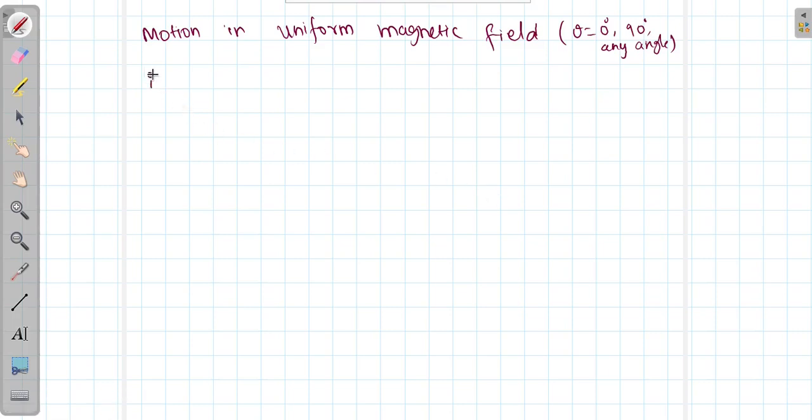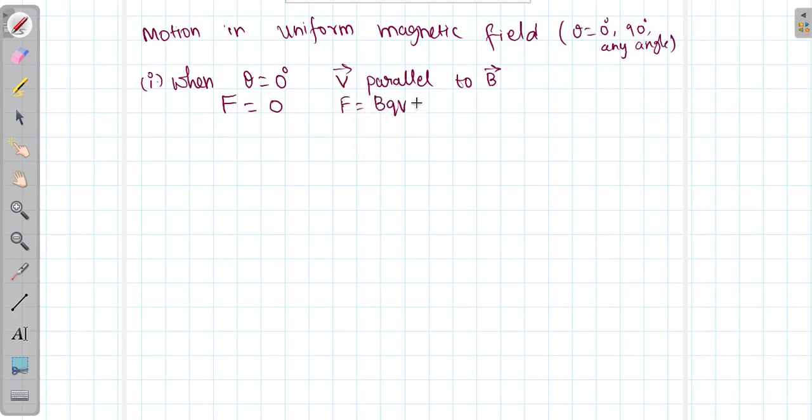First case is when theta equals 0 degrees. Theta equal to 0 means V is parallel to the magnetic field. Therefore, the force experienced by the charged particle is 0. F is equal to B Q V sin theta. Here sin theta is 0. So B Q V times 0. Therefore, the total force acting on the charged particle is 0.